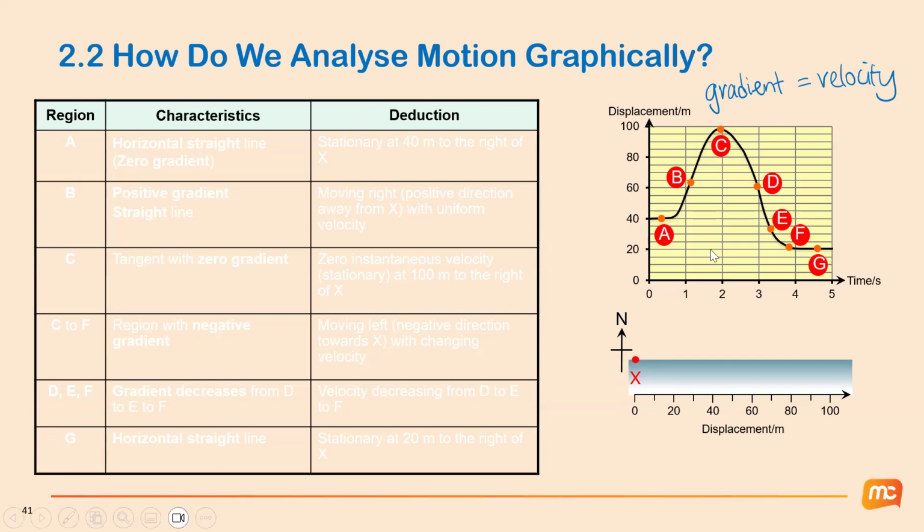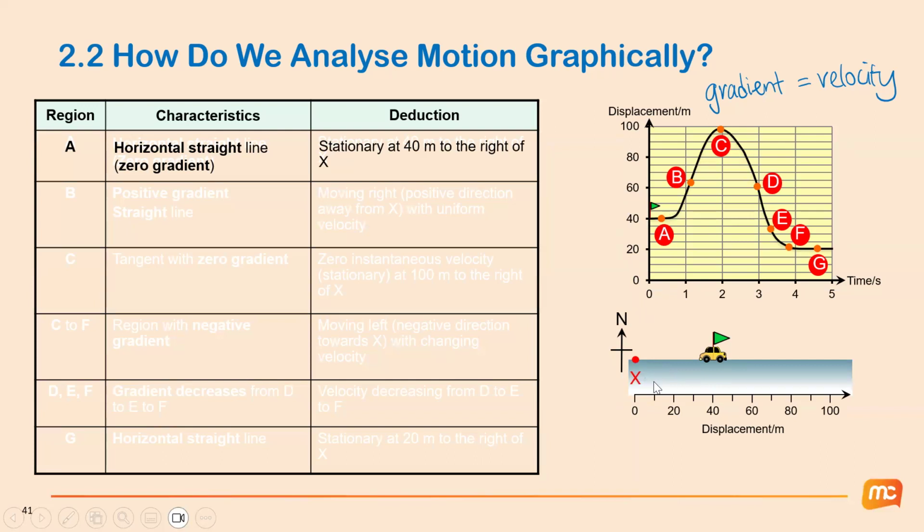So the first section, A. The gradient is 0. It means I have 0 velocity. It simply means that the object is not moving. The object is stationary at a distance of 40 meters from my starting point. My starting point is X over here, 0 meters. So at the start, I will be at the green flag over here, 40 meters from the starting point, and I am not moving at all.